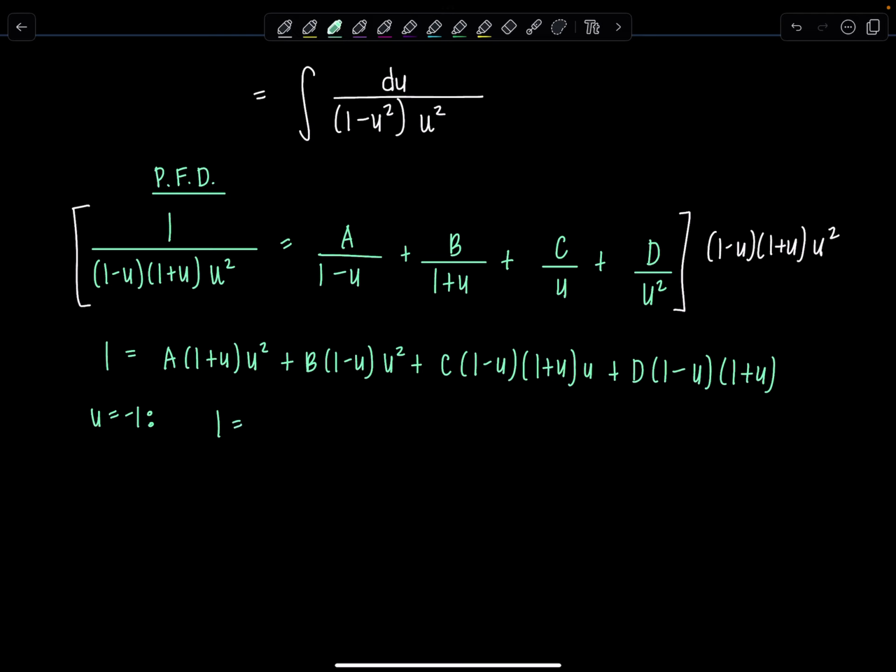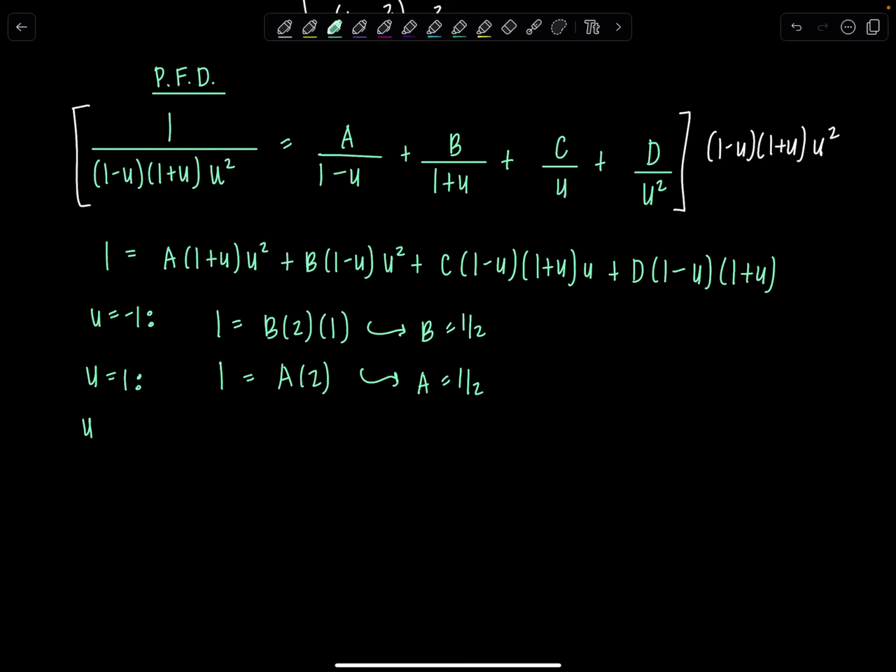So I'd have 1 on the left. This whole term's gone. I'd have B times 1 minus -1, so that's B times 2, and then times -1 squared, that's just 1. This would be 0. All of this is 0. All of this is 0. Anybody who has 1 plus u is 0. So then, bam, I know that B is 1/2 now. Great. Repeat. Let's let u equal +1. Then I have 1 equals A times +2. If u is 1, this is gone. 0, 0, 0. So then I know A is 1/2.